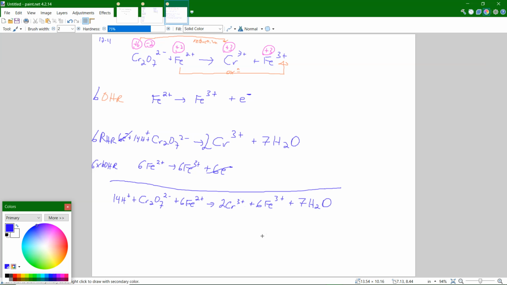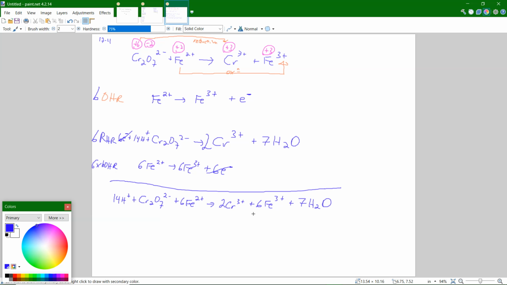And then I look and see if it's balanced. I got 2 chromiums on the left, 2 chromiums on the right, 6 irons on the left, 6 irons on the right, 14 hydrogens on the left, 14 hydrogens on the right, 7 oxygens on the left, 7 oxygens on the right. Charges, 14 minus 2 is 12, plus 12 is 24. 2 times 3 is 6, plus 6 times 3 is 18, 24. Everyone's happy.